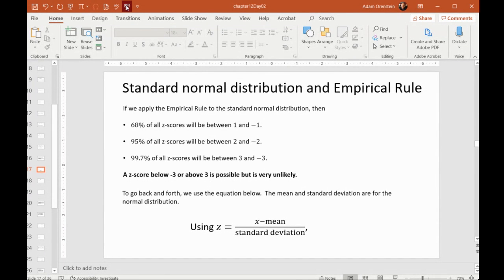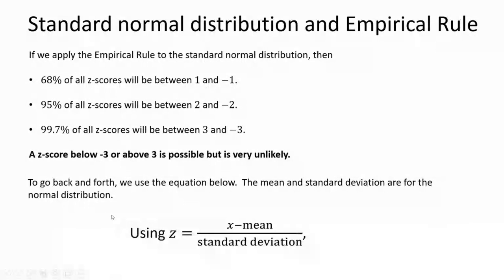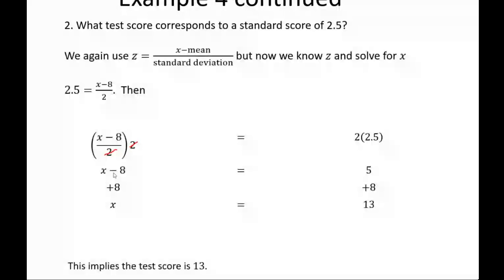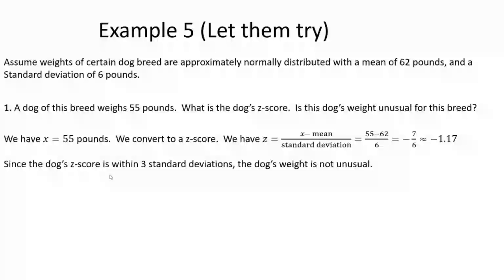In particular, if a z-score is between -3 and 3, then it is likely to happen. So this one is -1.17. So this one is not unusual. This is likely to happen, is what we're saying.